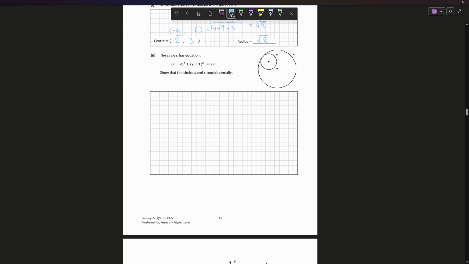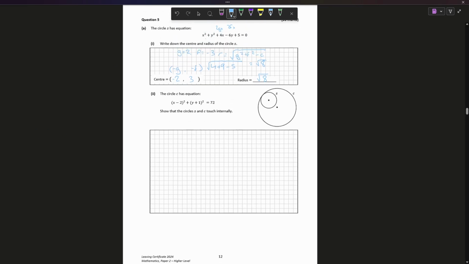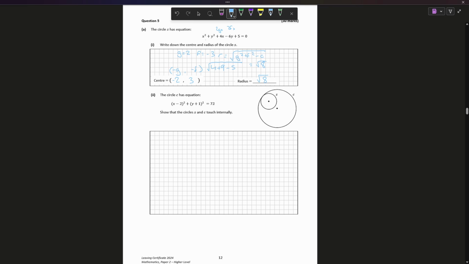Next, so the circle C has an equation, this. Actually, we need to look at the other equation as well, sorry. So, show the circles S and C touch internally. Okay, so if they touch internally, and this is the hard part usually, it's the connection that you need to make in the question. So we're looking at this bit here, where they connect. Touching internally means that one circle is inside the other one, but they just touch at one point. So that's what we're looking for here, okay?